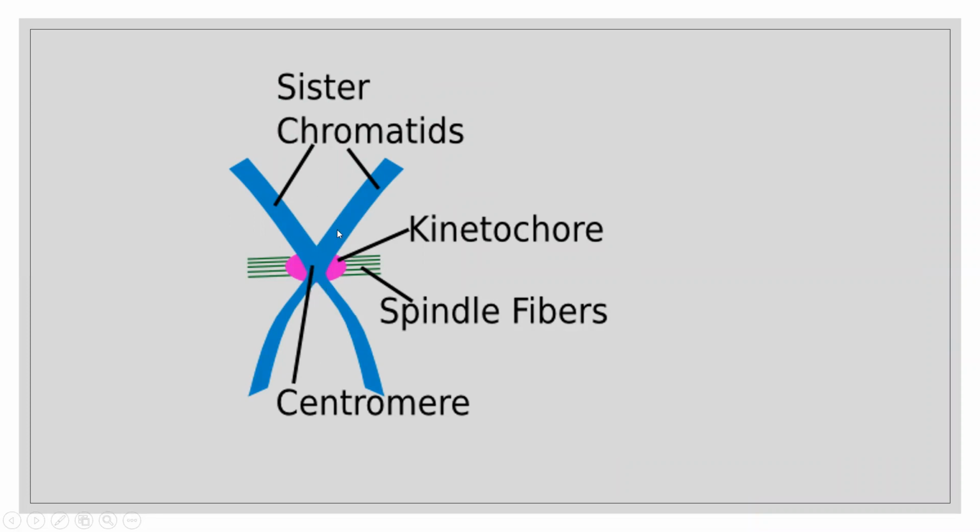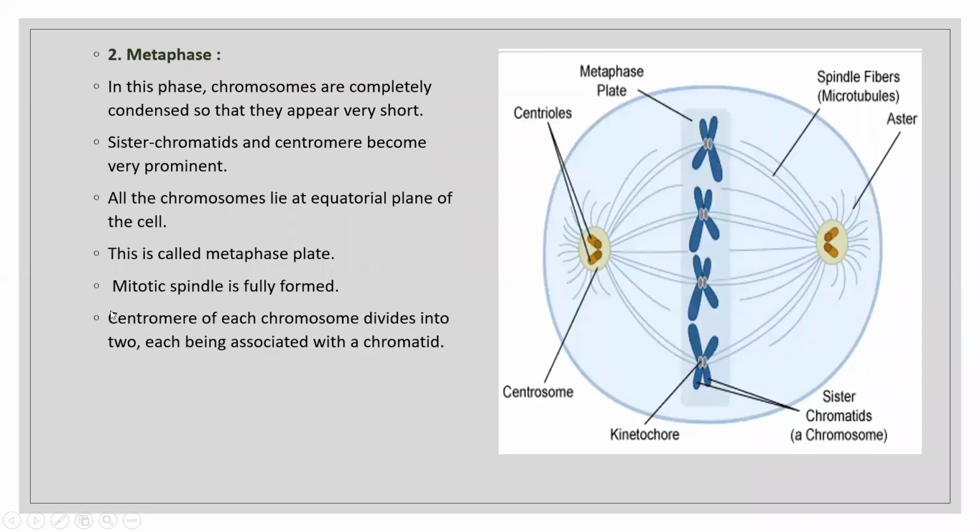So in anaphase, what happens? From a single chromosome, you can see two daughter chromosomes are formed. That we'll see further. So the centromere of each chromosome divides into two. So this is metaphase. The major characters are: chromosomes become shorter and condensed, and sister chromatids and centromere are very prominently seen. One of the major characters of metaphase is that all the chromosomes lie at the equatorial plate, and the centromere of each chromosome divides into two.